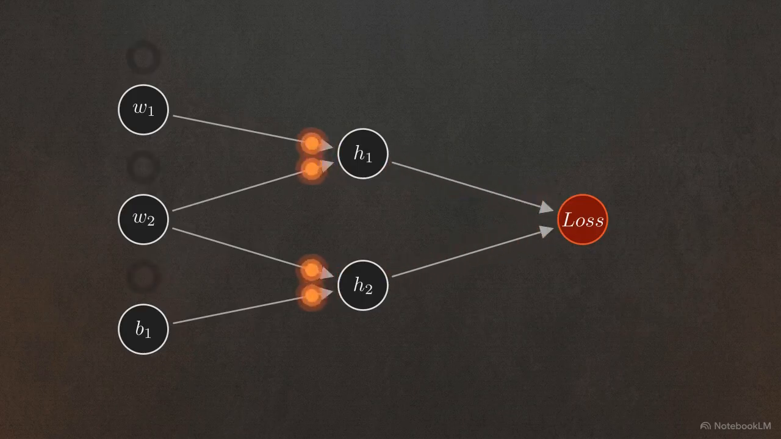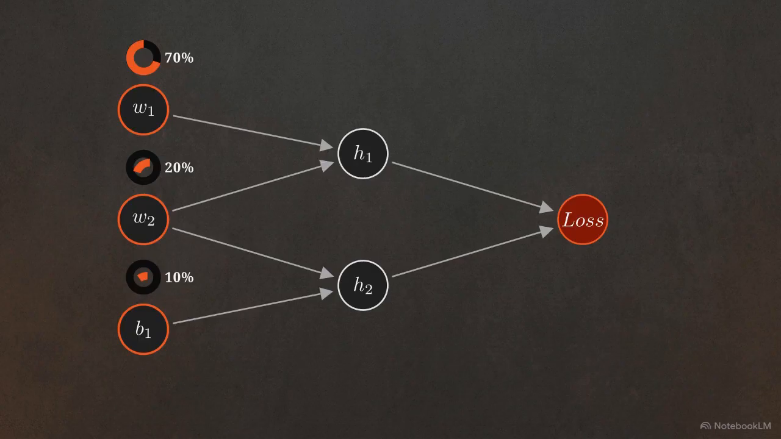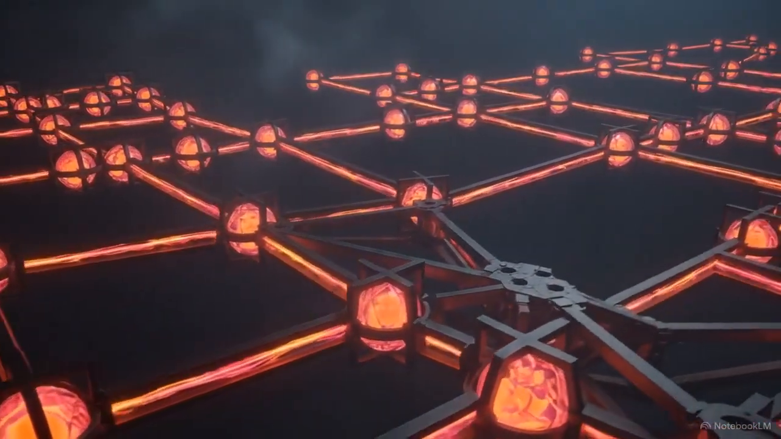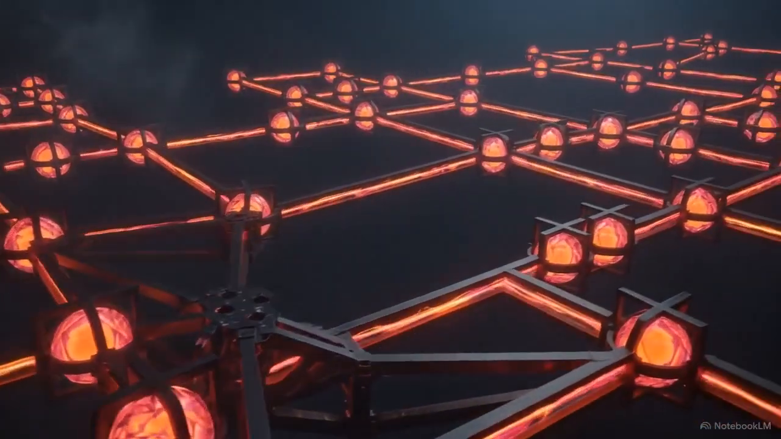By tracing the path in reverse, PyTorch calculates the precise amount of blame to assign to each starting number for the final error. This command handles all the complex calculus for us, letting us optimize even the most massive networks with just one line of code.